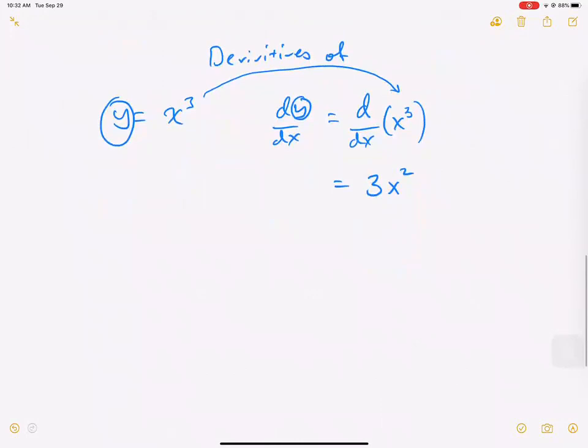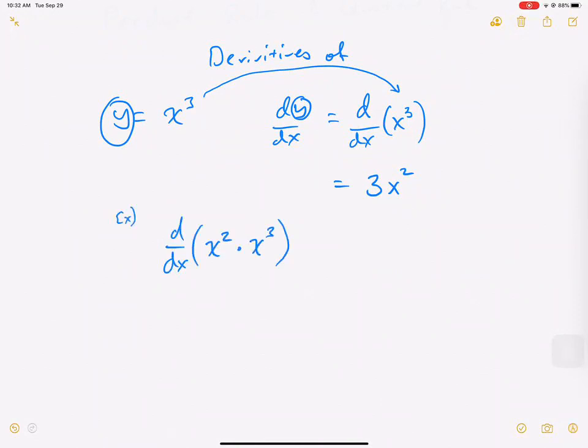But what if I'm multiplying things together? Oftentimes in math, we end up multiplying things together. And let me write that out. d over dx of x squared times x cubed. So this is what I'm asking you guys to take the derivative of.